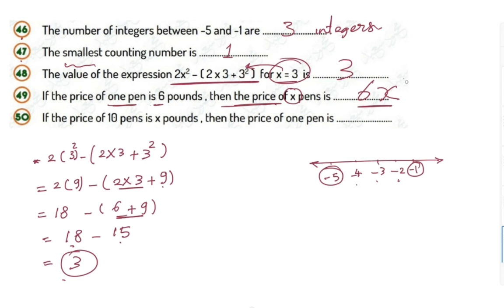If you try to buy 3 pens, you will pay what? 6 times 3. If you buy 4 pens, you will pay 6 times 4, and so on. So it is the price of 1 times the number.